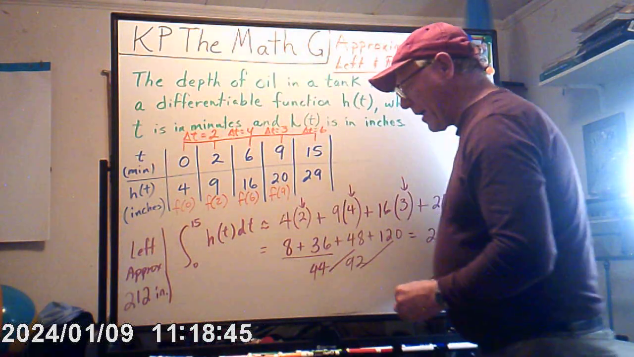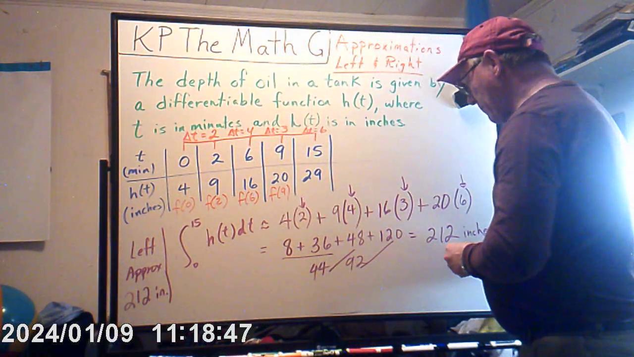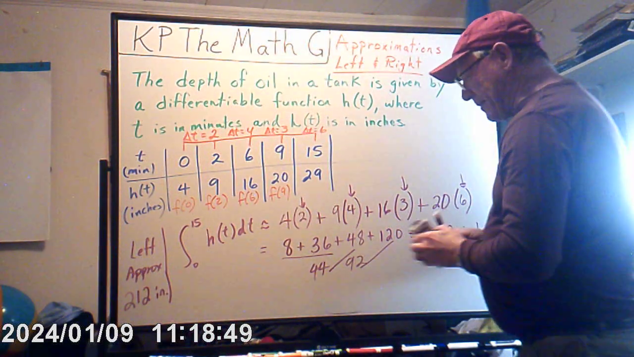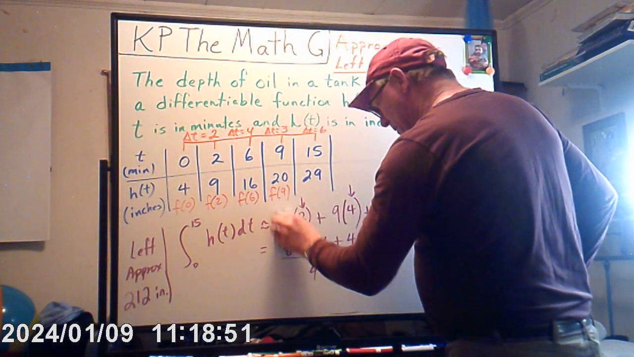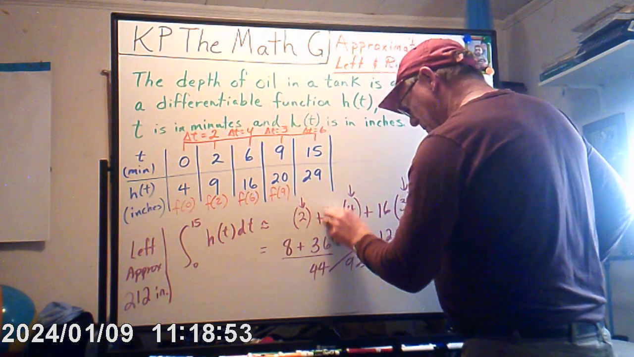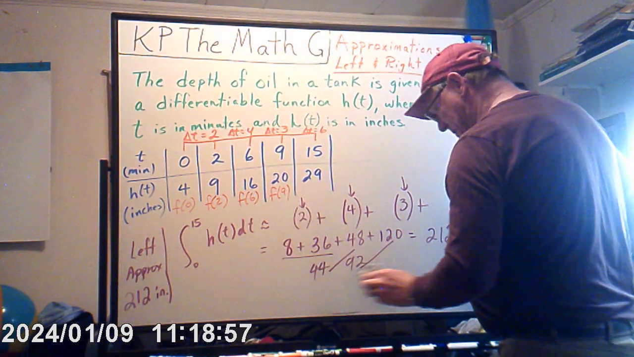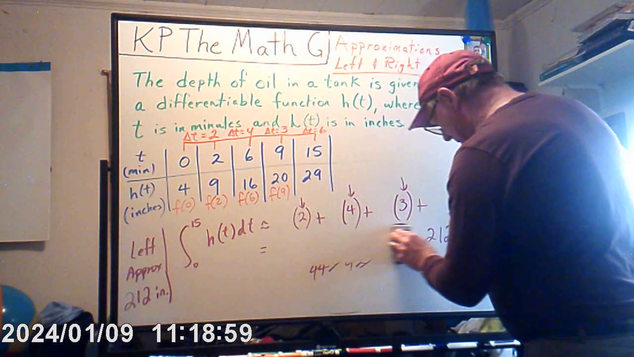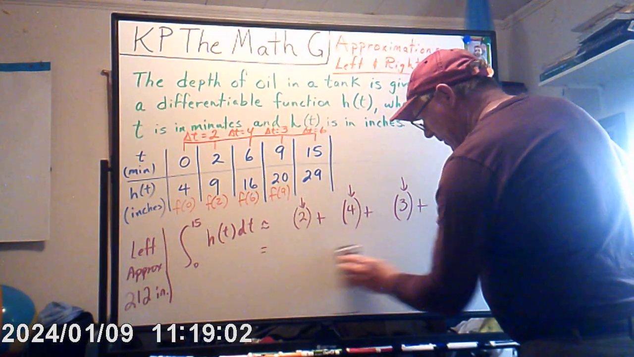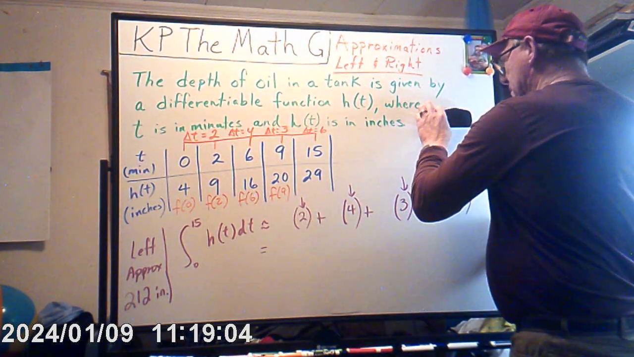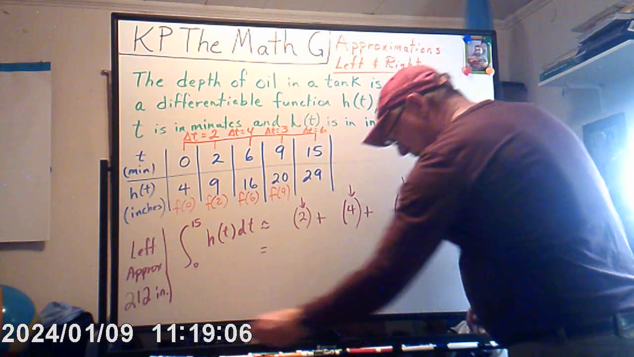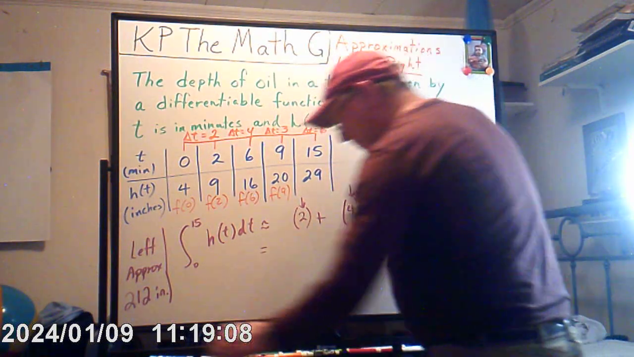Alright, we want to do a right approximation. Now watch what I do. I'm going to leave the 2 and the 4 and the 3 and the 6 up there. I'm going to erase these. Okay, look what I do now. Let me get a different color. This will be fine.